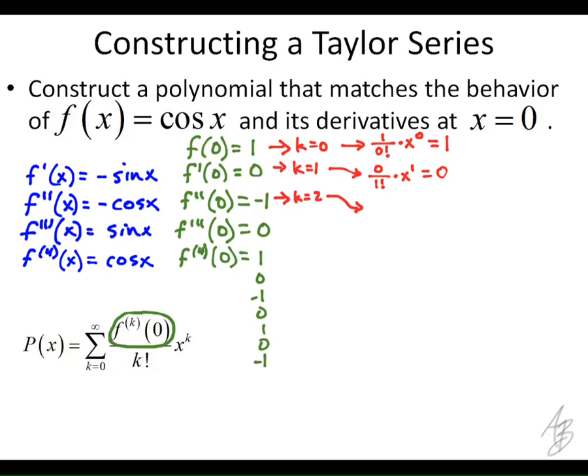So what do we have on top for this one? What is the value of the second derivative at 0? -1. That's what we computed here. So we have -1 on top over 2 factorial times x squared. And so this is, if I write this a little more simply, it's going to be -x squared over 2 factorial.